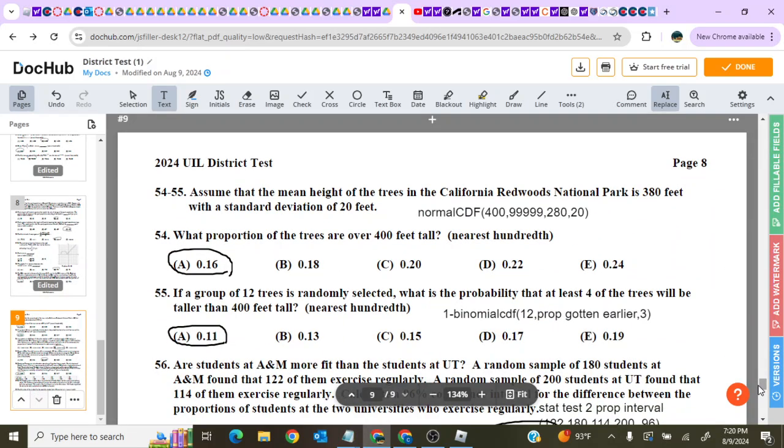Assume the mean height of the trees in the California Redwoods National Park is 380 feet, with a standard deviation of 20 feet. What proportion of trees are over 400 feet tall? Easy enough. This is just another normal CDF problem.